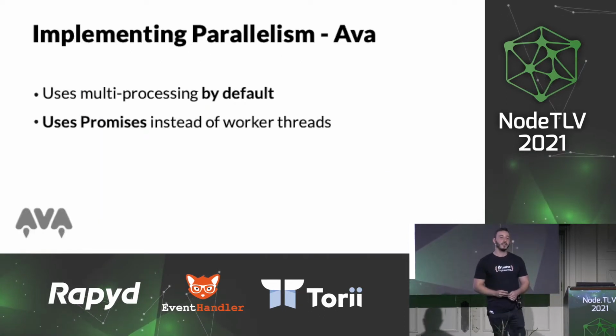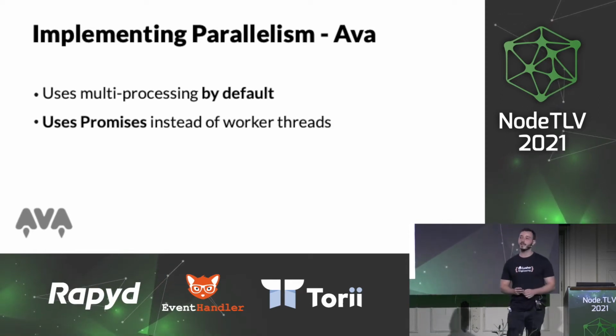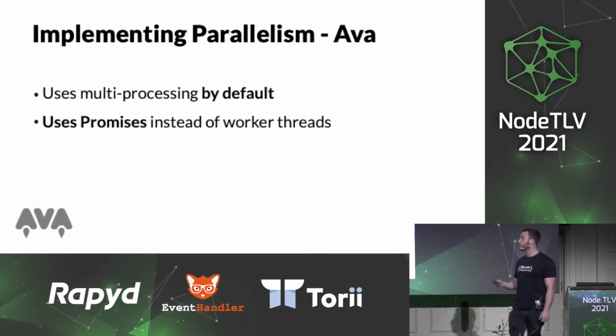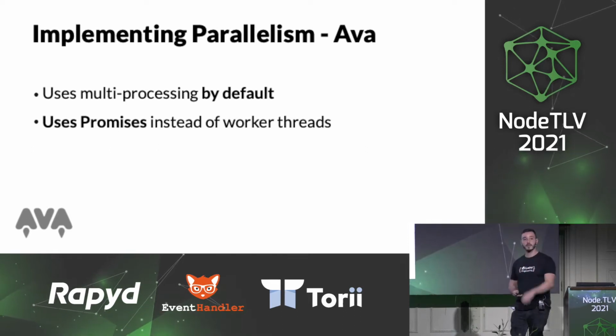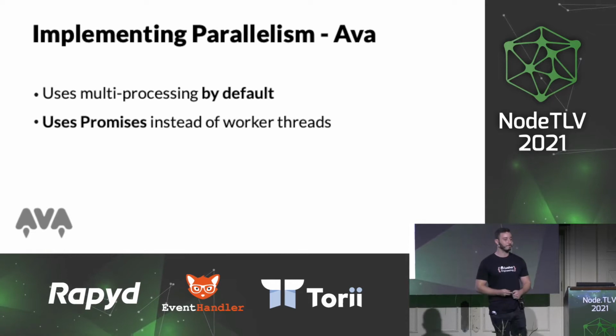Now, for Ava, we already have both multiprocessing and multithreading support by default. What Ava does is create a new worker for each test file that it finds, and it uses the promise approach for multithreading. So whenever one of your tests returns a promise, you can move ahead to the next one.